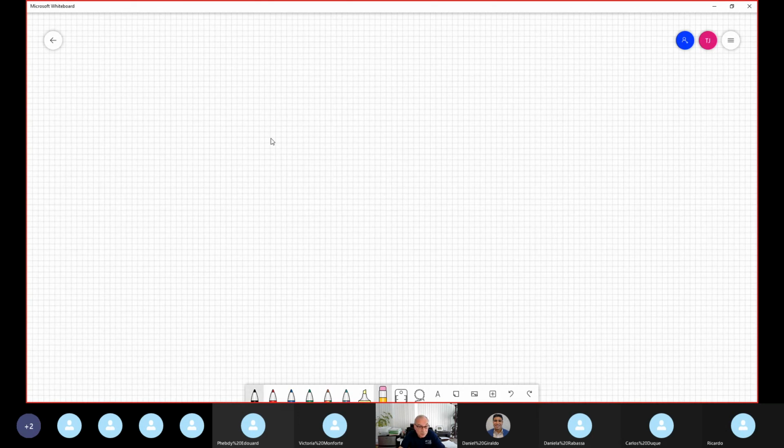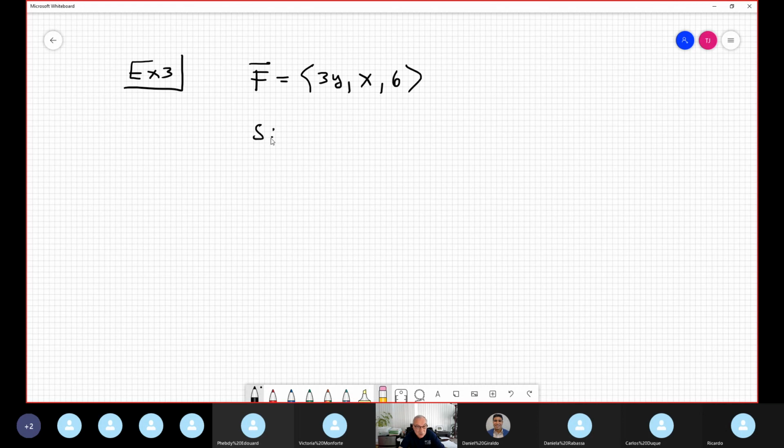Example 3. So you have no question. Example 3. We are doing exactly the same. You have a vector field: 3y, x, 6. Then we have a complicated surface. Suppose that we have a complicated surface. The formula is x plus 3y squared minus xy, but I have no idea what that is.